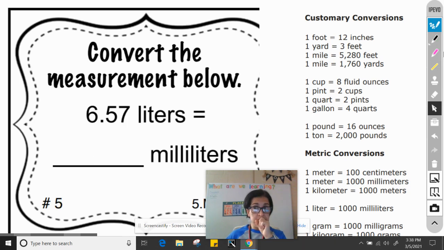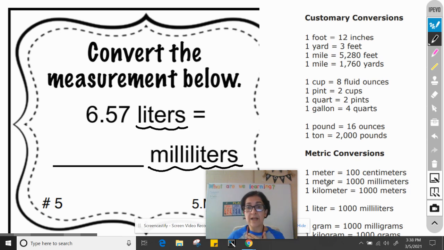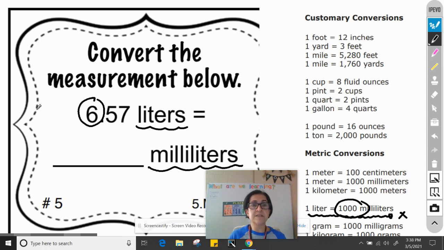Okay. One more. We're going from liters to milliliters. So I don't see milliliters here, sorry. So here I see liter, and it is going to convert to milliliters. So I'm going forward, I'm going to multiply, and I'm going to multiply by 1,000. This one, we talked about it. It's very easy, right? You think about the 6 only. That's 6 in the ones.